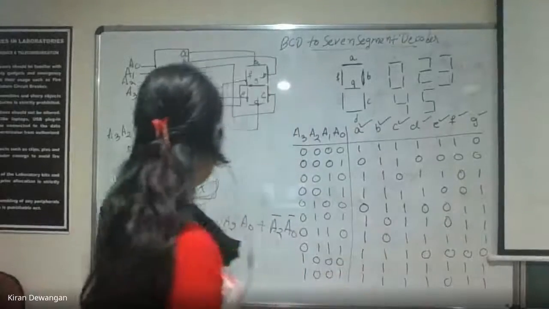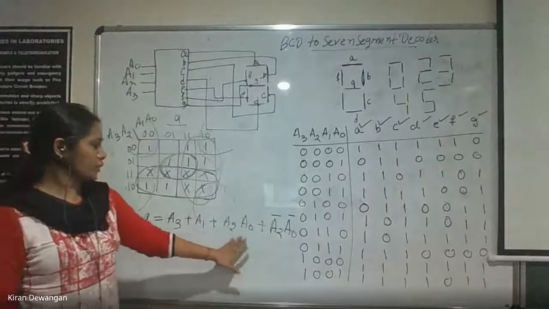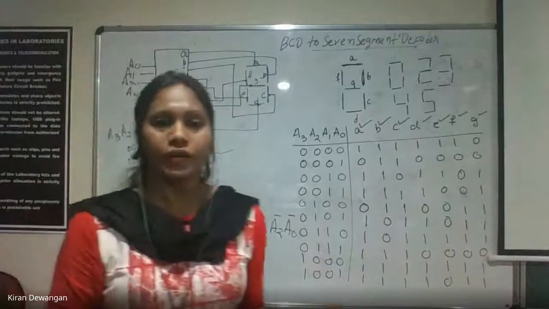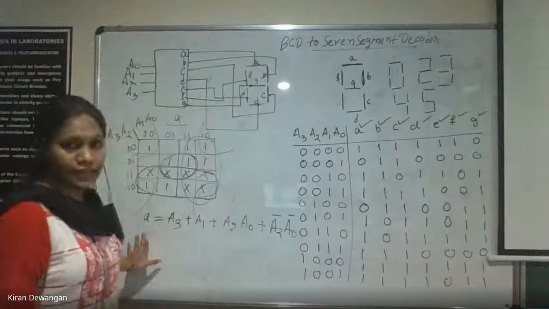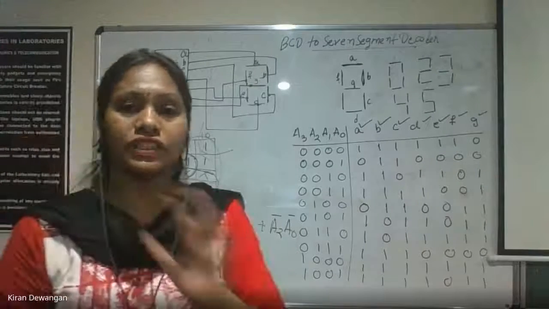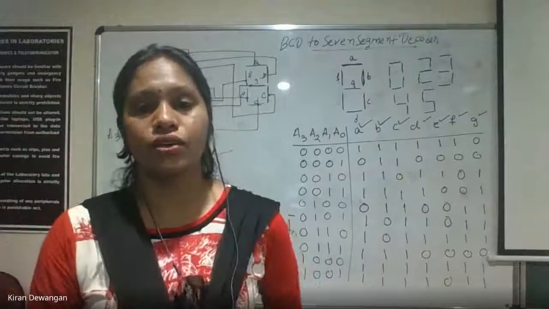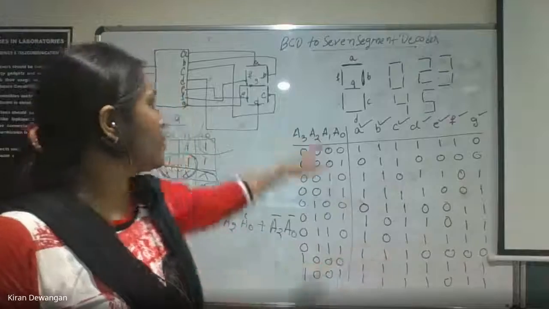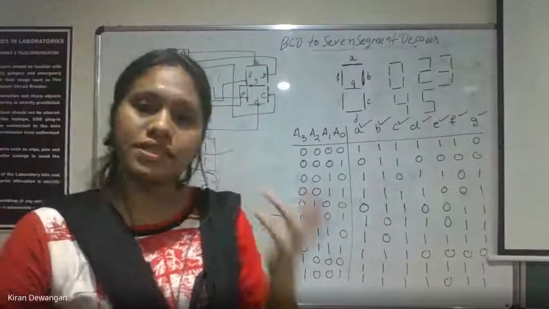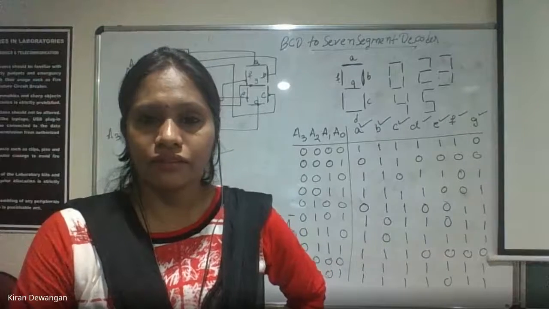Clear? So here, since it is 4 terms, A3, A1, A2, A0 plus A2 bar, A0 bar, so many gates will be used just for one A. Similarly you will design B, C, D, E, F, G, all 7 segments. Then only you will be able to design the BCD to 7 segment decoder. Is the concept clear, everyone?